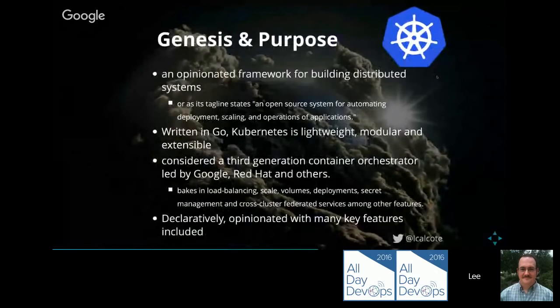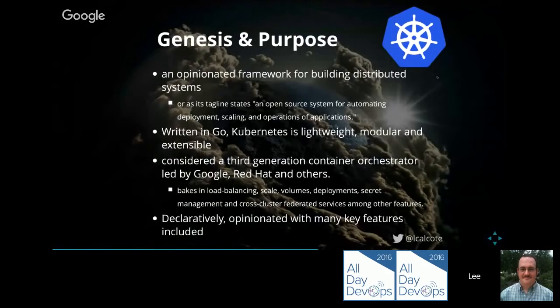It's written in Go again. You're kind of seeing a theme there. It was originally created by Google, donated to the CNCF, and Red Hat, CoreOS, and many others have come to bear on it. It's probably the second most popular project on GitHub outside of TensorFlow.